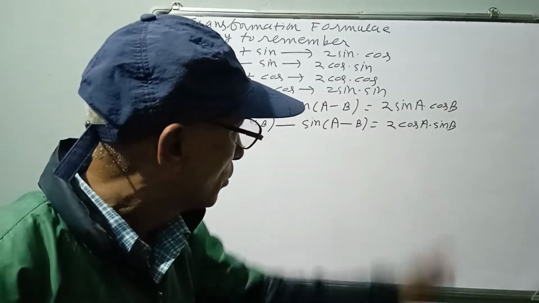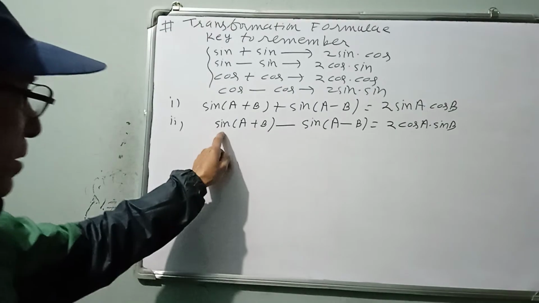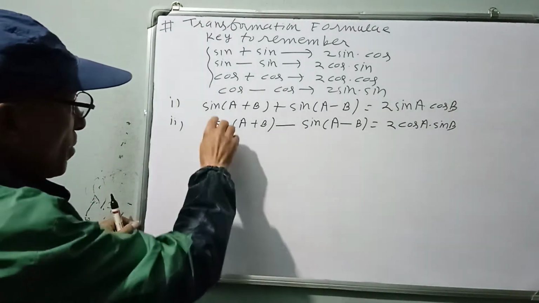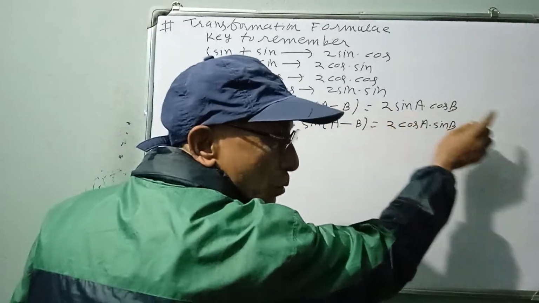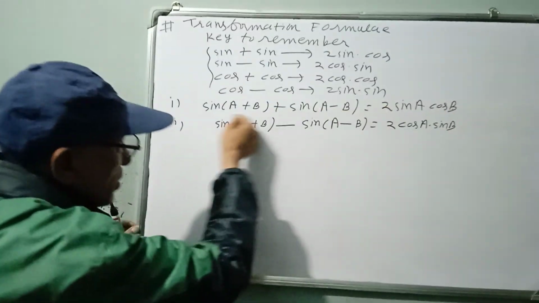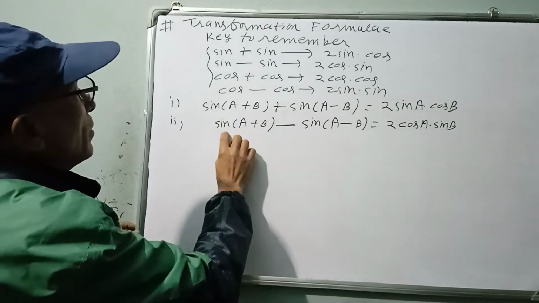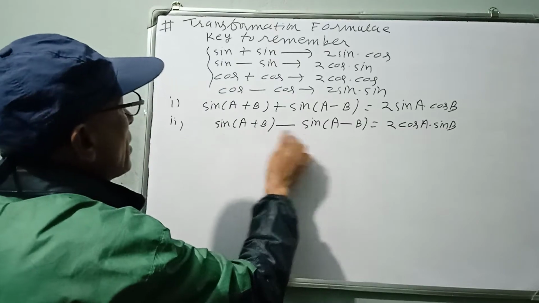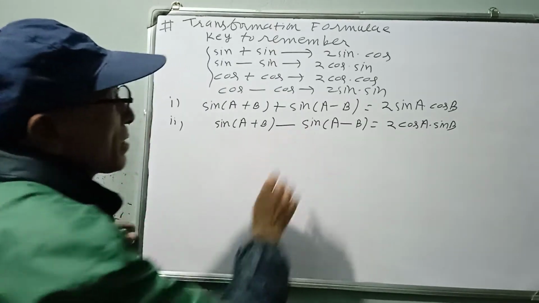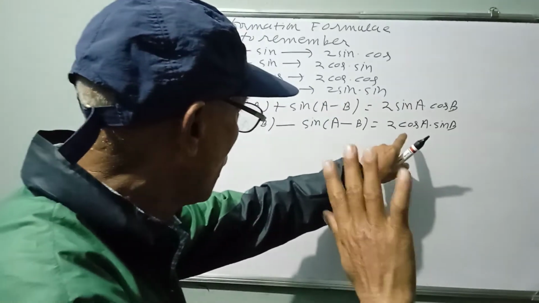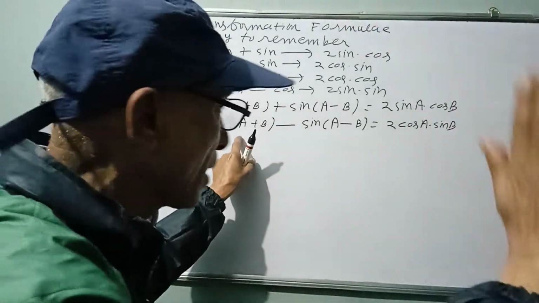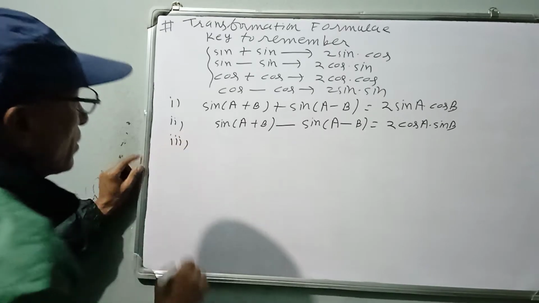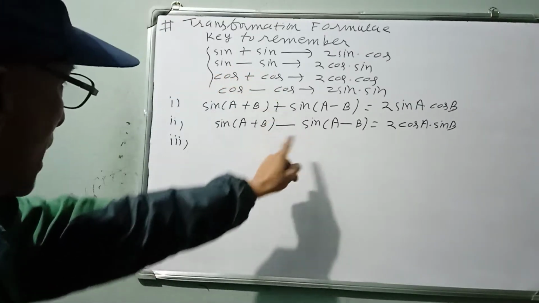If there is 2 cos A sine B, you have to write sine(A plus B) minus sine(A minus B). Technique to remember: sine plus sine 2 sine cos, again 2 sine cos, sine plus sine. Sine minus sine 2 cos sine, 2 cos sine, sine minus sine. It means sine(A plus B) minus sine(A minus B) is 2 cos A sine B. 2 cos A sine B means sine(A plus B) minus sine(A minus B).